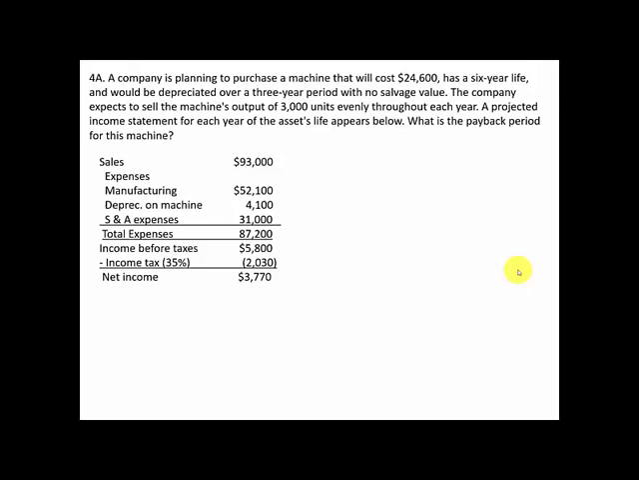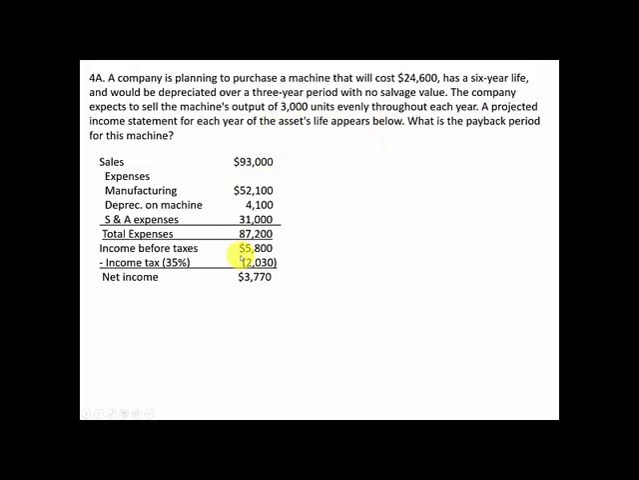Company is planning to purchase a machine that'll cost $24,600, has a 6-year life, and the machine would be depreciated over a 3-year period with no salvage value. The company expects to sell the machine's output of 3,000 units evenly throughout each year. A projected income statement for each year of the asset's life appears below. What is the payback period?